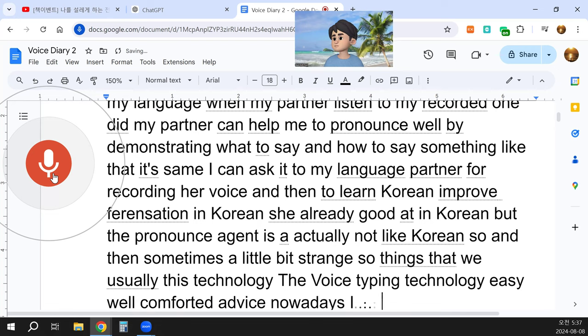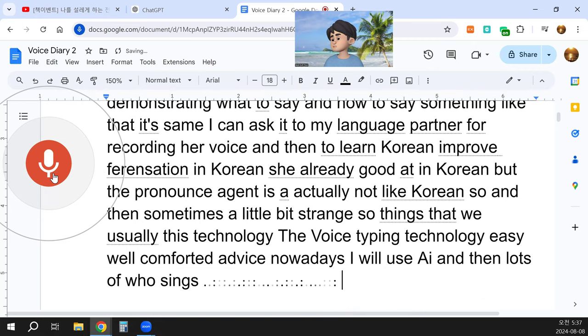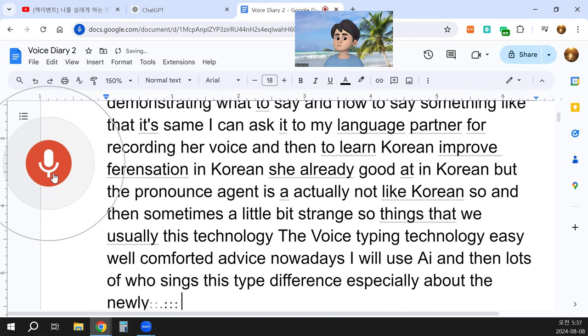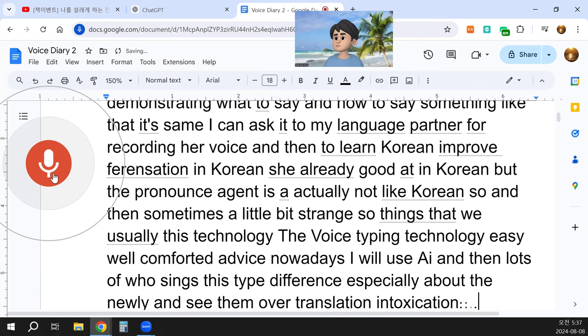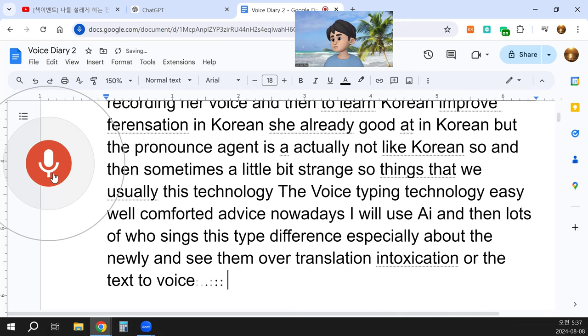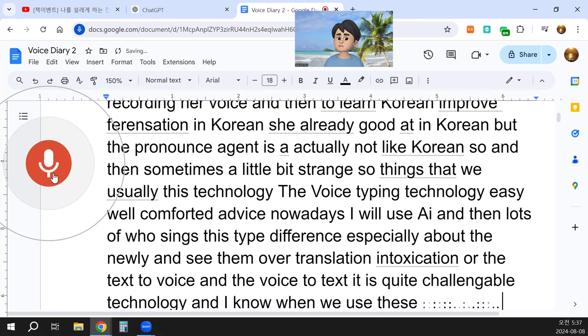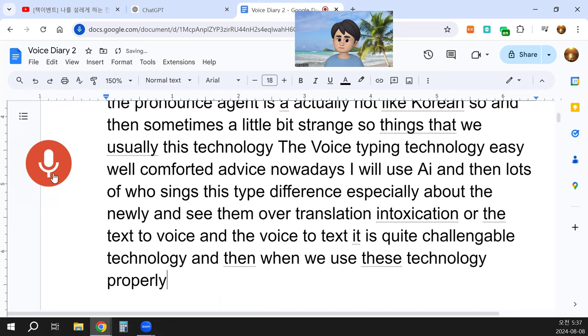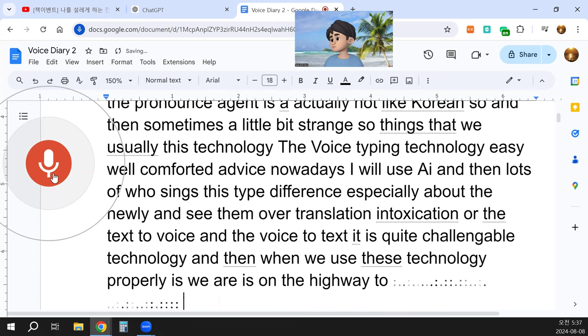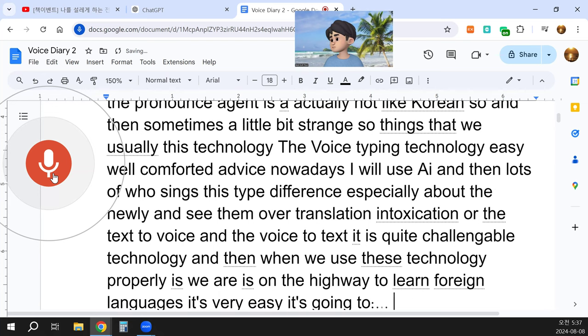We use AI, and lots of things are quite different, especially the new systems of translation and interpretation, text to voice and voice to text, which is quite challenging technology. And when we use this technology properly, it's on the highway to learning foreign languages. It's very easy. It's going to be a piece of cake.